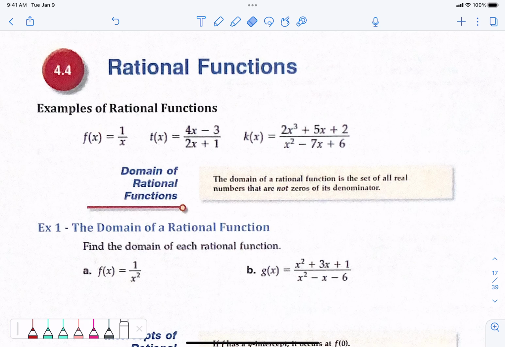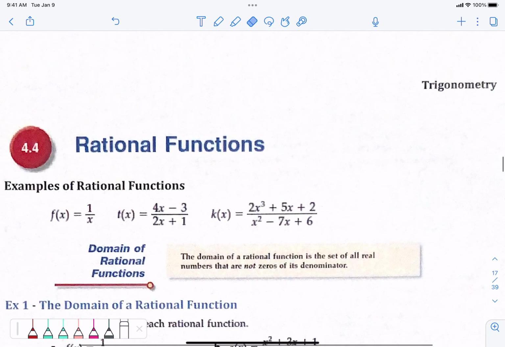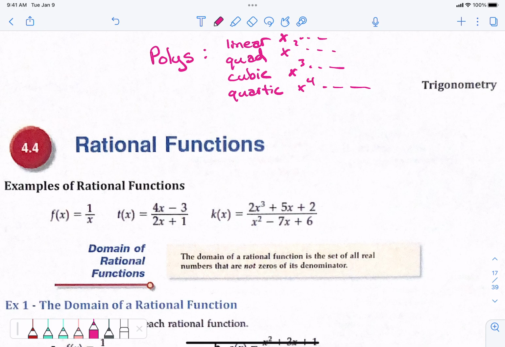Let's talk about what makes a function a rational function. Up to this point, we've been dealing with polynomial functions. You don't have to write this down, but I'm going to talk about polynomials. Polys would be linear and quadratic, and then cubic, quartic, quintic, and all those things. Like x to the fourth, x to the third, x squared, x. All of those are polynomials.